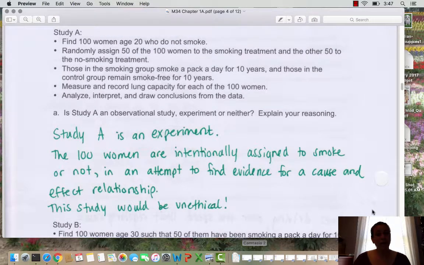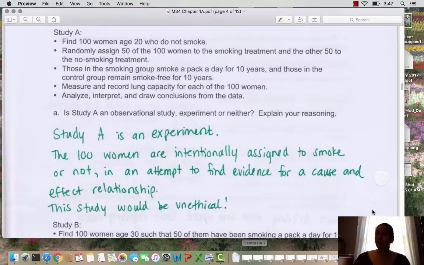These 100 women are intentionally assigned to smoke or not smoke in an attempt to find evidence for a cause and effect relationship. And then I put a note here, this study would be unethical. So typically, any sort of research study at a university or any sort of medical study goes through several review boards to determine if it's an appropriate study, if it's ethical. Anytime you're doing any sort of study with human or animal subjects, you have to go through an ethics board.